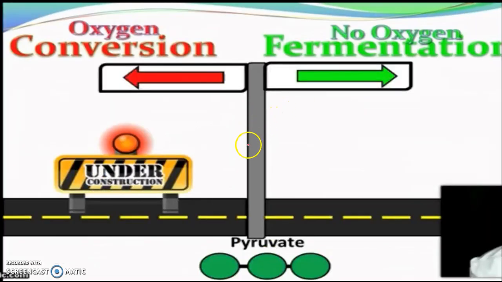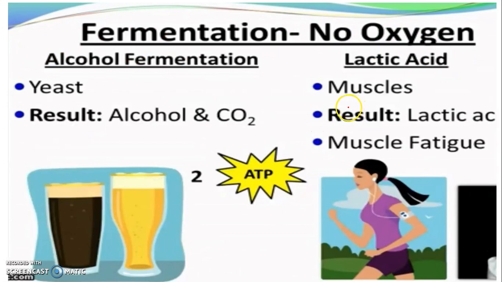So what happens after glycolysis and the formation of pyruvate? If there is presence of oxygen, it goes to another step, the Krebs cycle. But if there is an absence of oxygen, it moves to a process called fermentation. So let's look at the process of fermentation, which means no oxygen. There are 2 types of fermentation. One is alcohol fermentation and one is lactic acid fermentation.